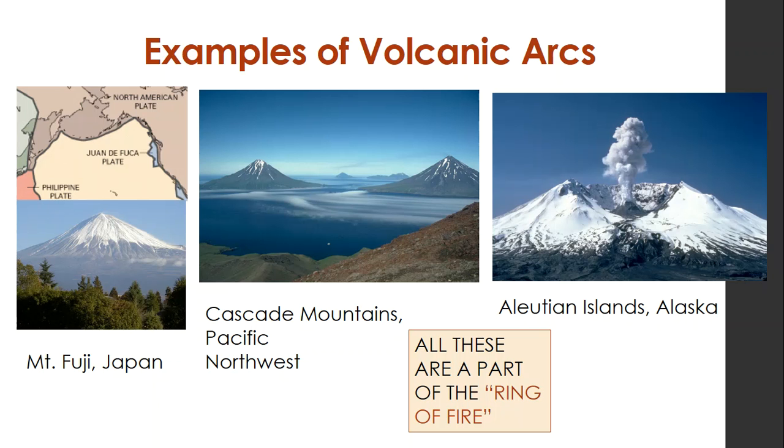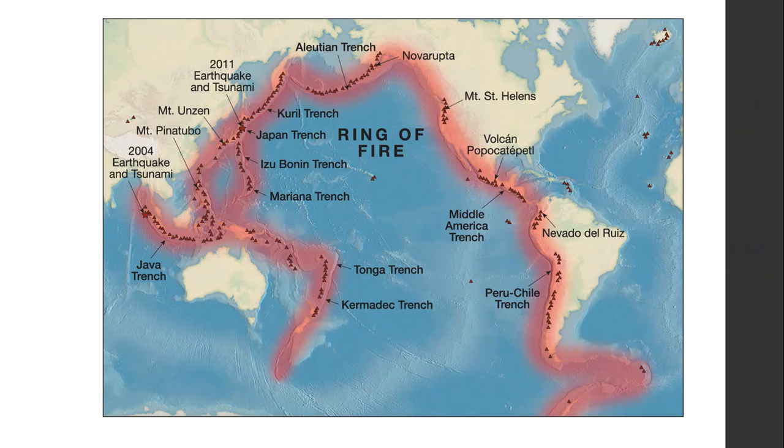And so here are three examples of them, where we see Mount Fuji in Japan, the Cascade Mountains of the Pacific Northwest, the Aleutian Mountains in Alaska. These are all part of that Ring of Fire that I mentioned previously. The Ring of Fire circles around the Pacific Ocean, and this is where you're getting the majority of earthquakes. It is very, very volcanically active. And here you can see those Cascade Mountains up here, where we have Mount St. Helens, which we'll talk about in a minute.